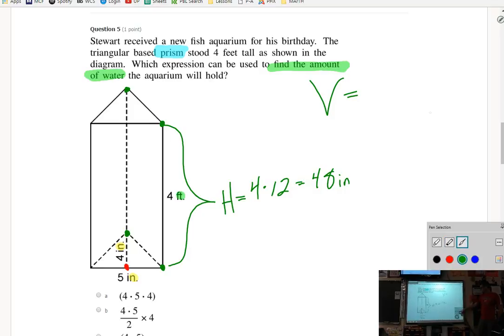For a prism volume, it's only big B times H. No 1/3. We only use the 1/3 if it's a pyramid. Do we have any questions on that? We only do the 1/3 if it's a pyramid. So I need to find my big B. Well, again, my big B is a triangle. So, Piper, what's my formula for area of a triangle?